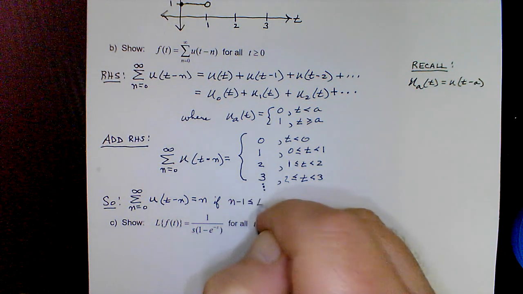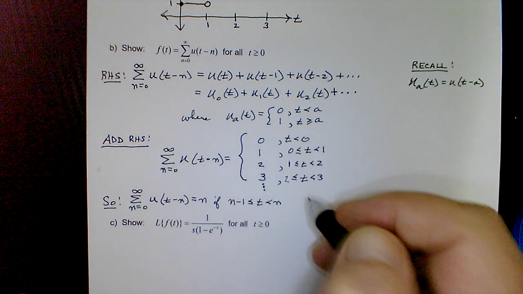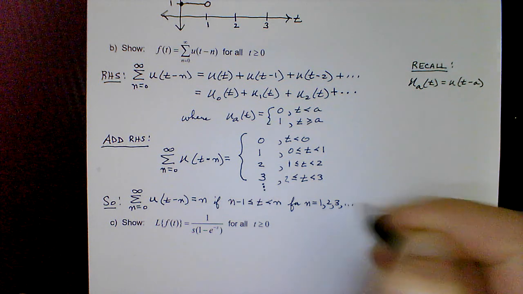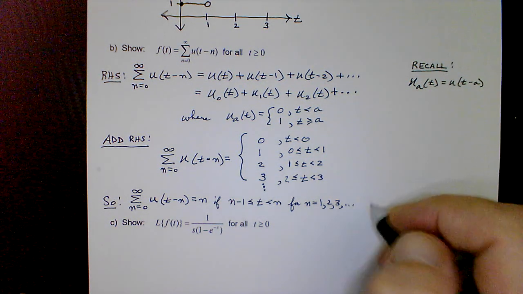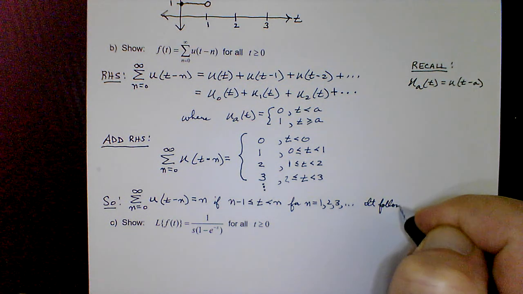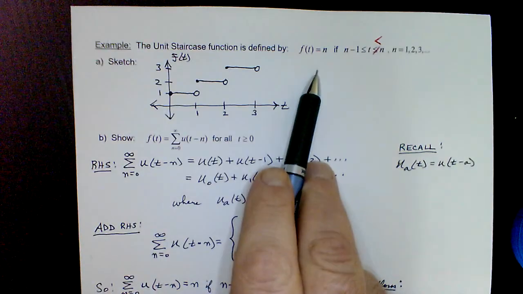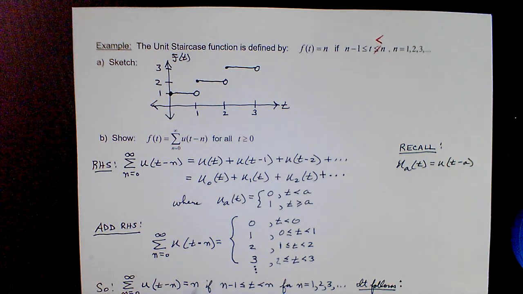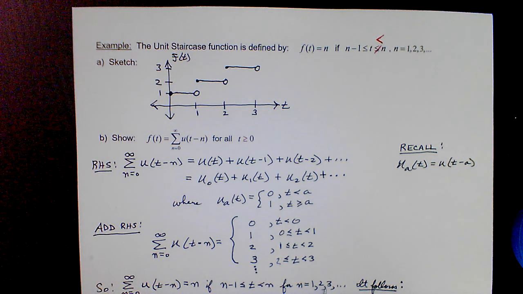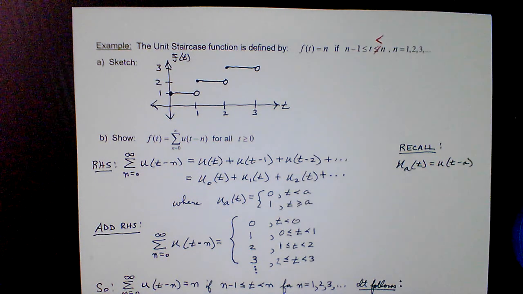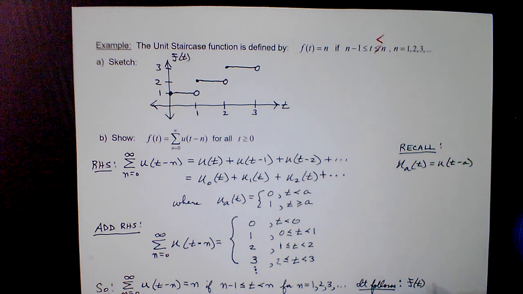If n minus 1 is less than or equal to t, which is less than n, for n equaling 1, 2, 3, and so on. And if you compare that to the original definition of the unit staircase function, back up here, f of t was equal to n, okay? So if this is equal to n, and f of t is equal to n, then we've shown that f of t is the same as the sum as n goes from 0 to infinity of u of t minus n.